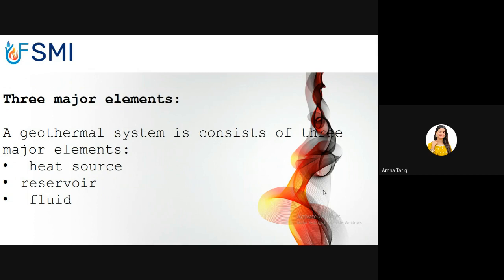Direct use of geothermal energy, how we can use it. Direct uses of geothermal energy involve the use of hot water from geothermal resources directly for bathing and cooking, heating of homes and buildings, heating of greenhouses for growing vegetables and flowers, fish farming, drying of foods, and the use of heat pumps. This is our source of direct use of geothermal energy.